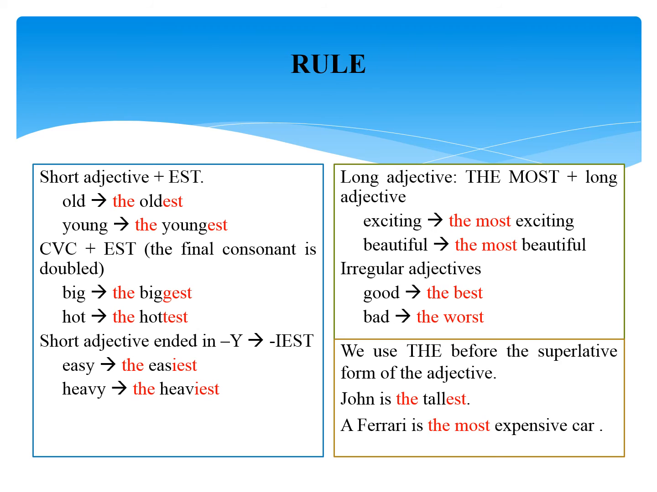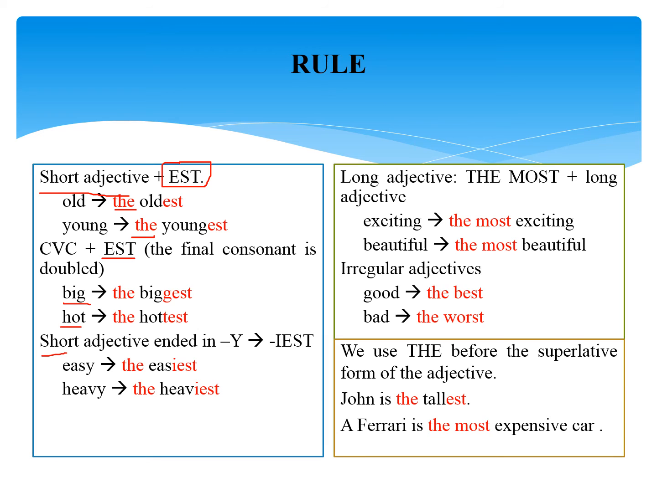Look at the rule. For short adjectives, we add est. Old, the oldest, and remember we use the article the. Young, the youngest. Again, for short adjectives composed of consonant, vowel, and consonant, we add est, and the final consonant is again doubled. So big and hot. Big, the biggest, the hottest.